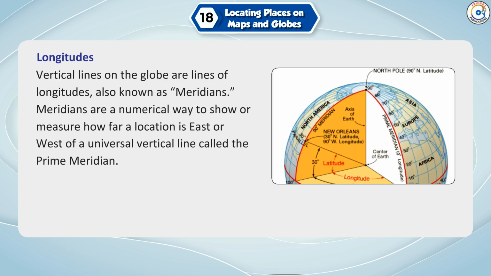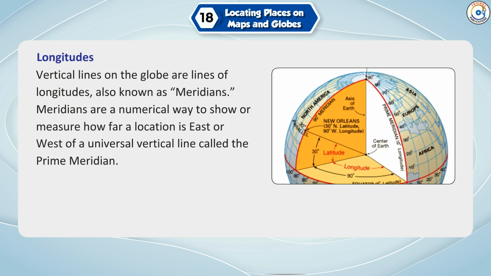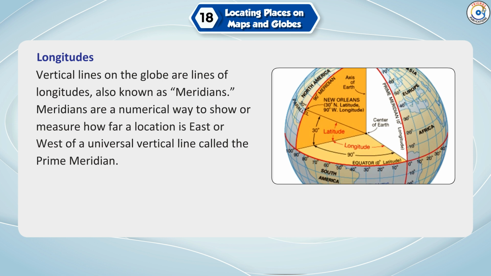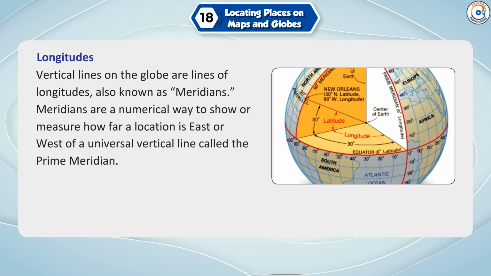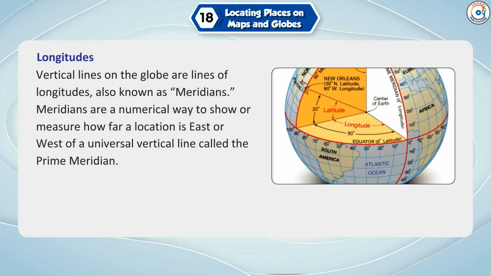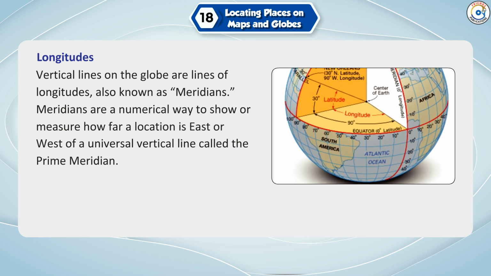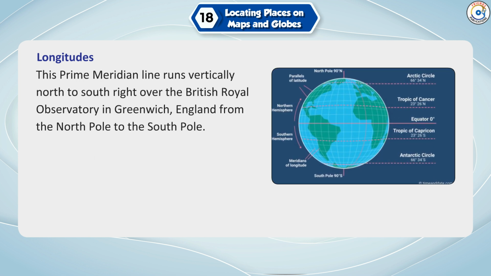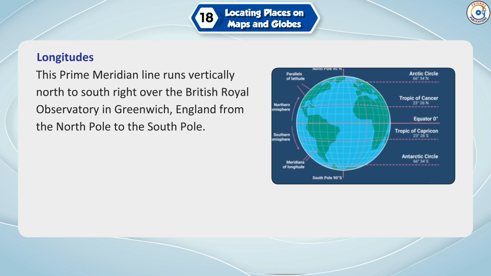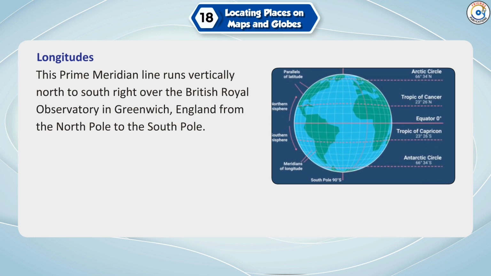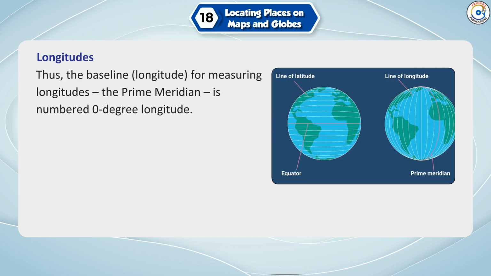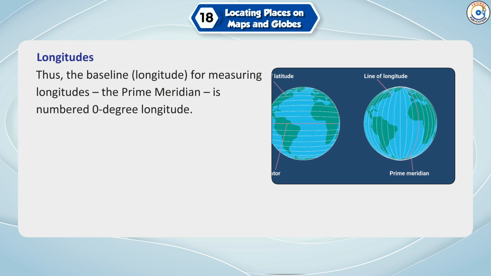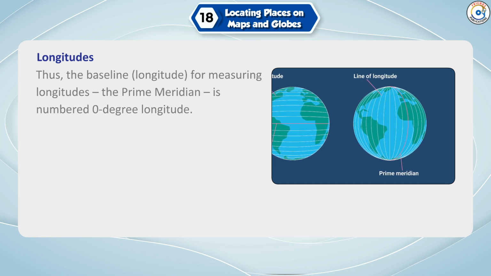Longitudes. Vertical lines on the globe are lines of longitudes, also known as meridians. Meridians are a numerical way to show or measure how far a location is east or west of a universal vertical line called the prime meridian. This prime meridian line runs vertically north to south right over the British Royal Observatory in Greenwich, England, from the North Pole to the South Pole. Thus, the baseline longitude for measuring longitudes, the prime meridian, is numbered 0 degrees longitude.